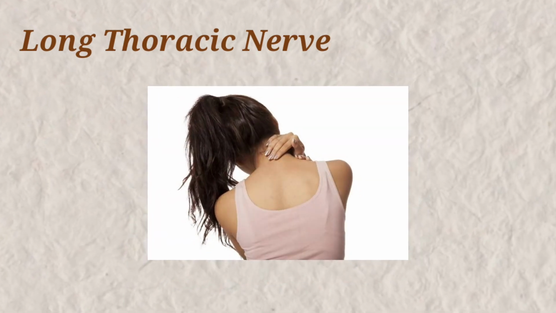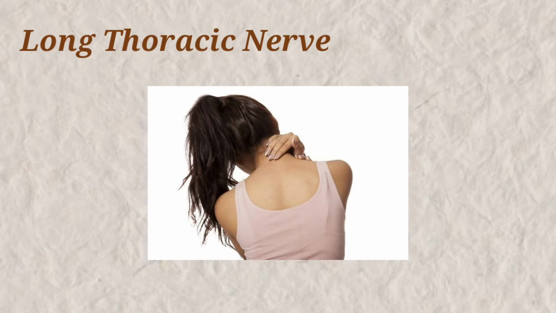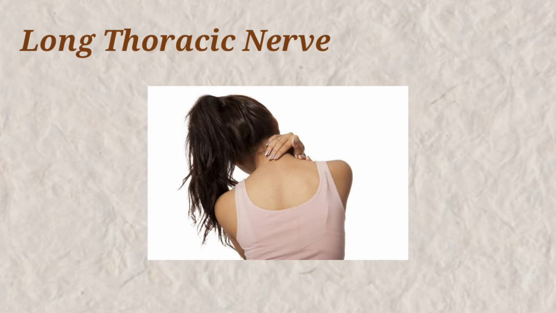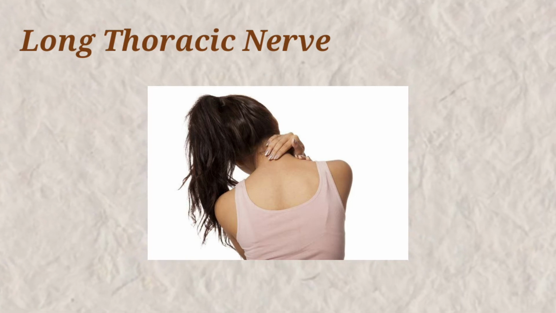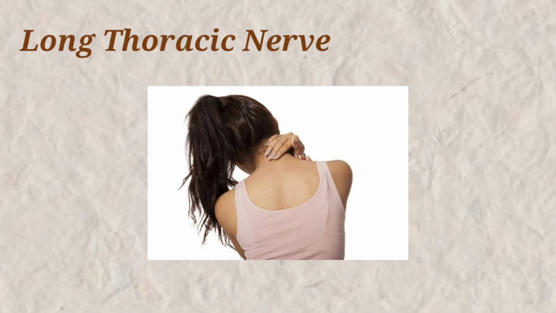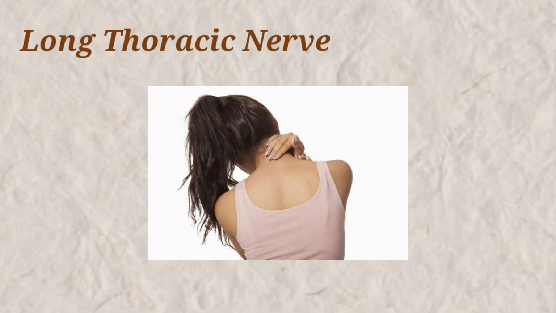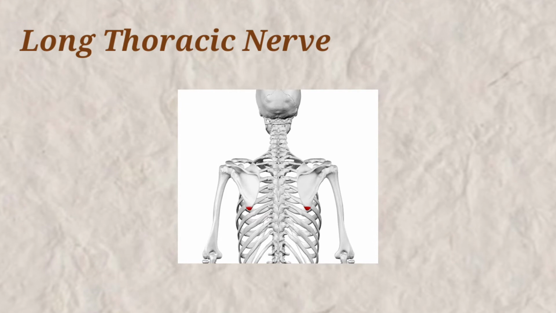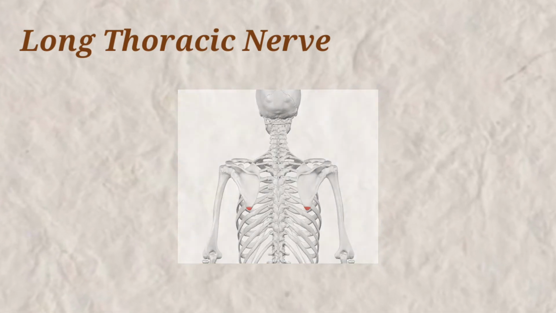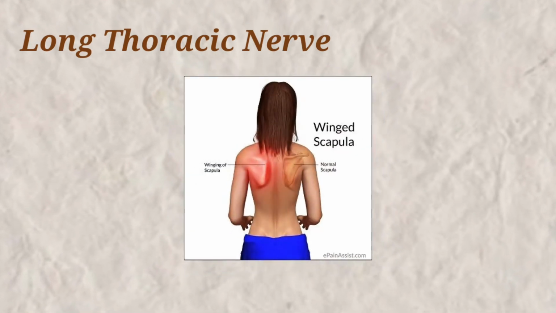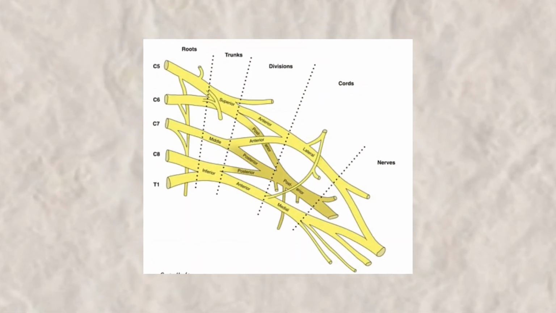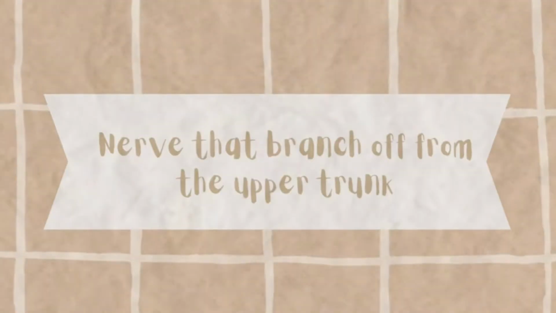Trauma to this nerve results in inability to rotate the scapula during abduction of the arm above a right angle, so the patient has difficulty raising the arm over their head. The inferior angle of the scapula will no longer be closely applied to the chest wall and will protrude posteriorly as a winged scapula. The middle and lower trunks do not give off branches.